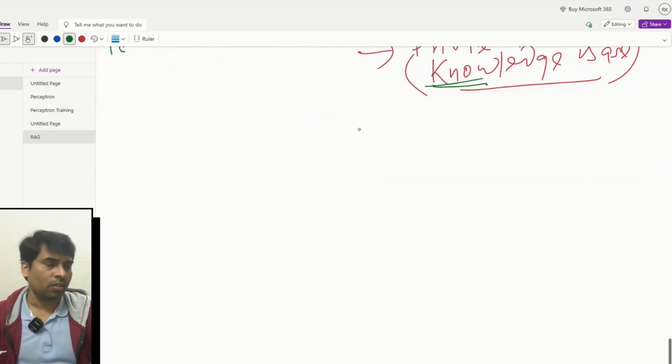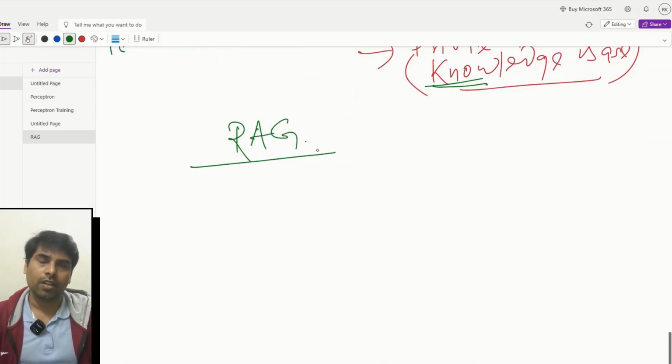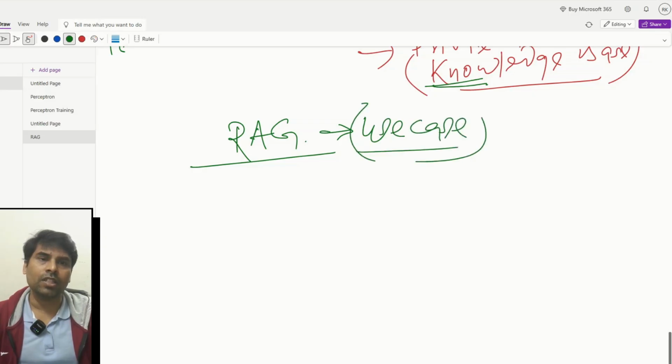If you understand this concept, this is how RAG works. So now you understand what RAG is, right? You understand the use case, right? First of all, this is very important. I hope you got the clarity. What is the use case of RAG?